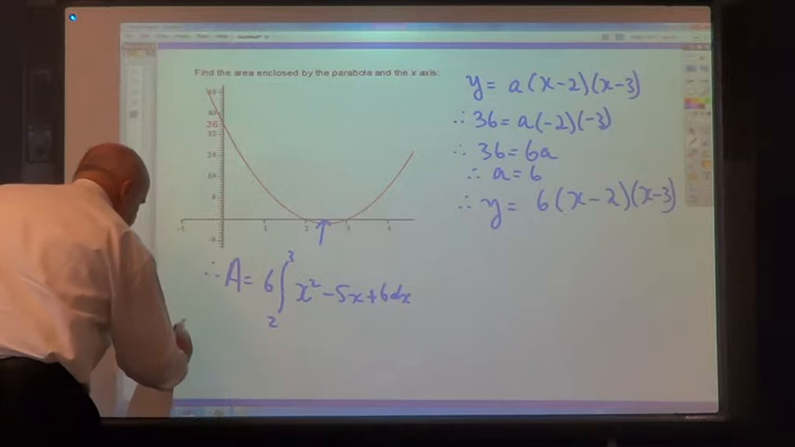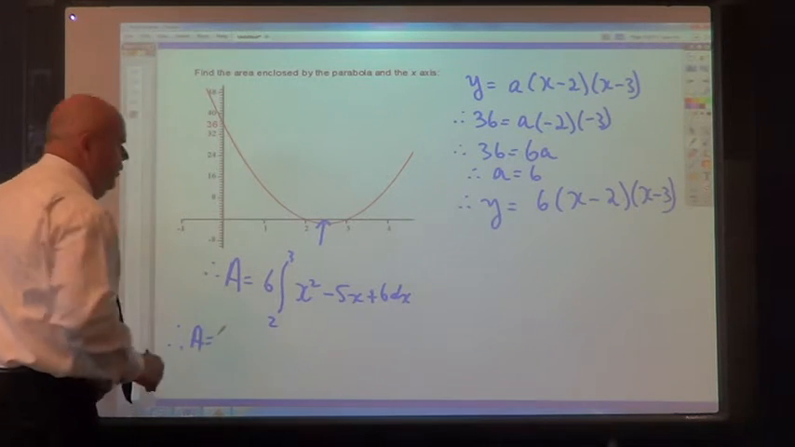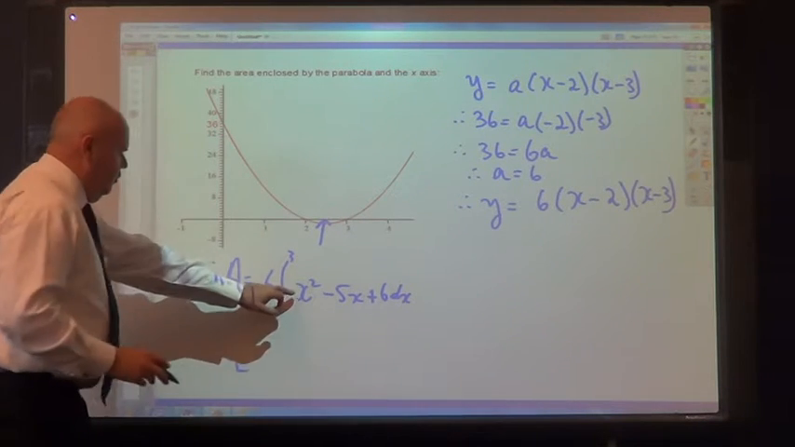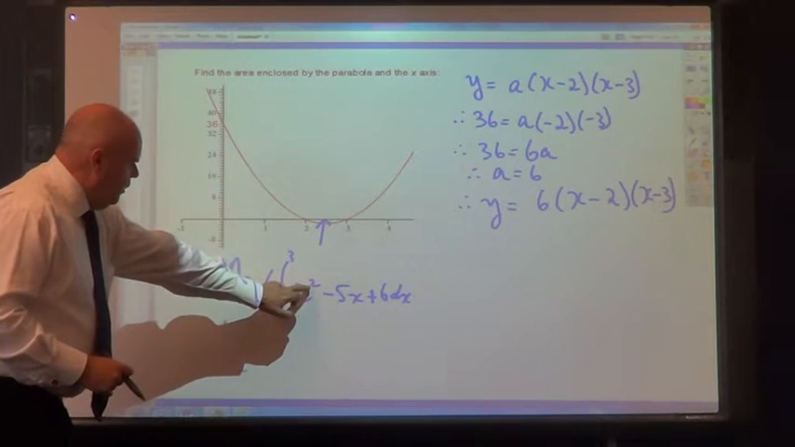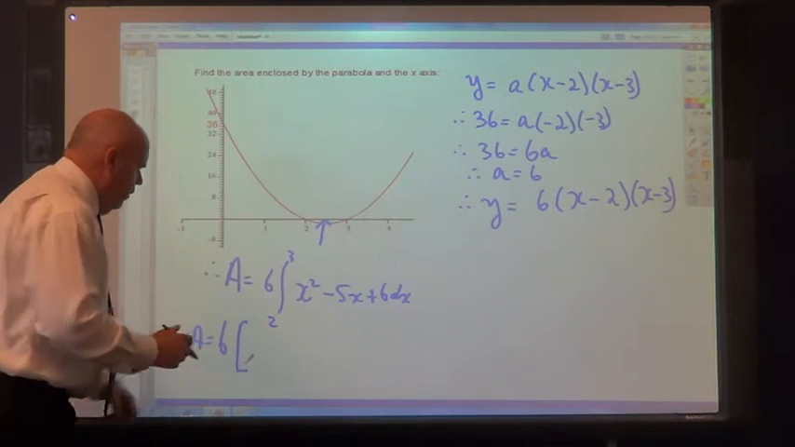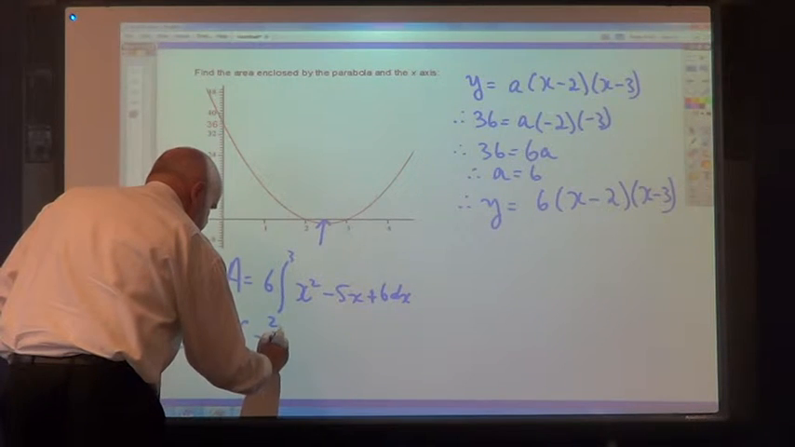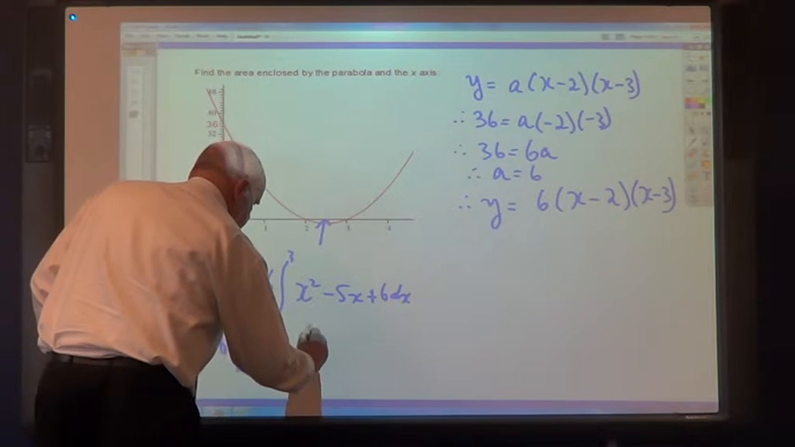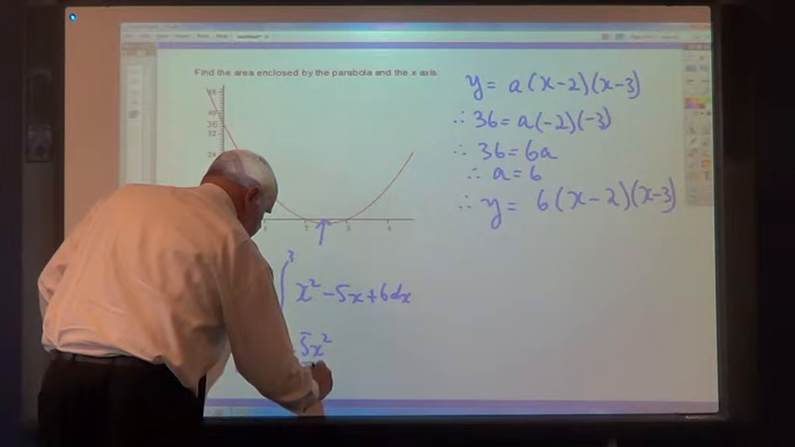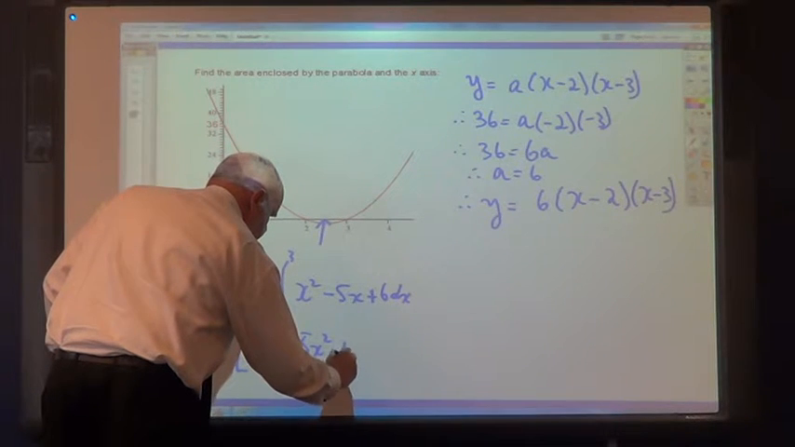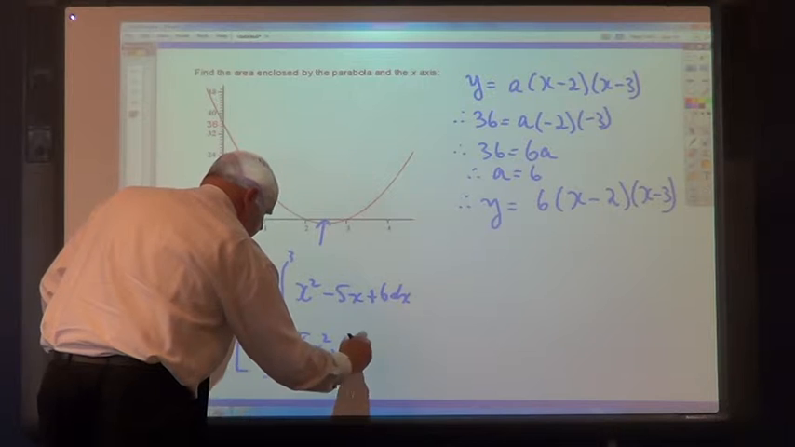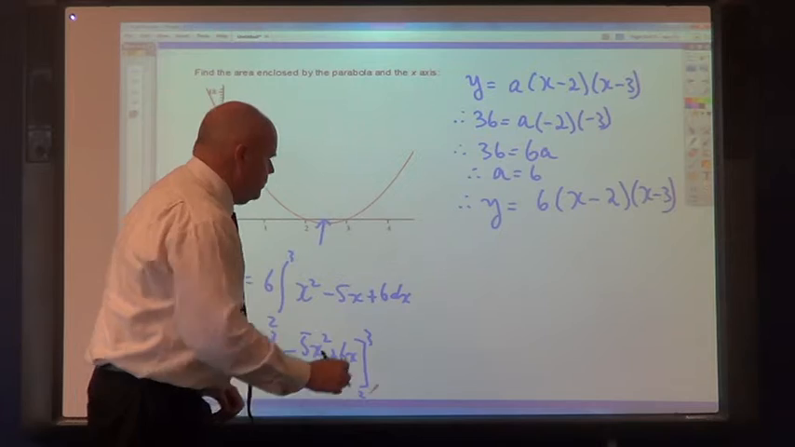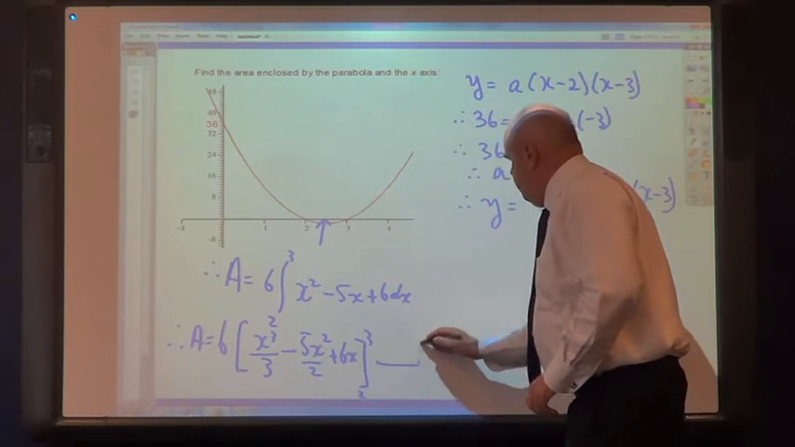So now we can do the calculus, and it's the usual story. X to the power of 2 goes to x cubed on 3, so you increase the index by 1 and divide by the new index. That goes to 5x squared on 2, and to integrate the constant you simply add an x, and our limits were 3 and 2.